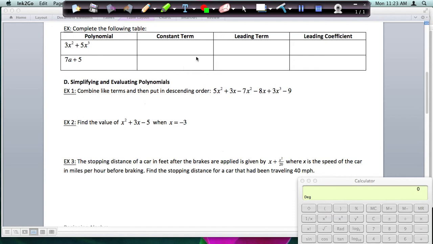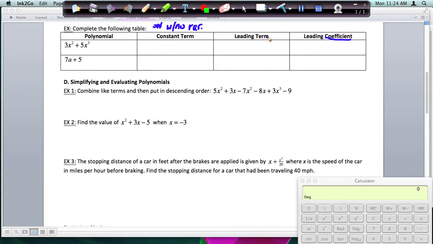Okay, let's look at certain terms we use with polynomials. The first one is the constant term, and the constant term means the number with no variable. The leading term means the term with the largest degree, and the leading coefficient, that word coefficient just means the number, so the number of that leading term.